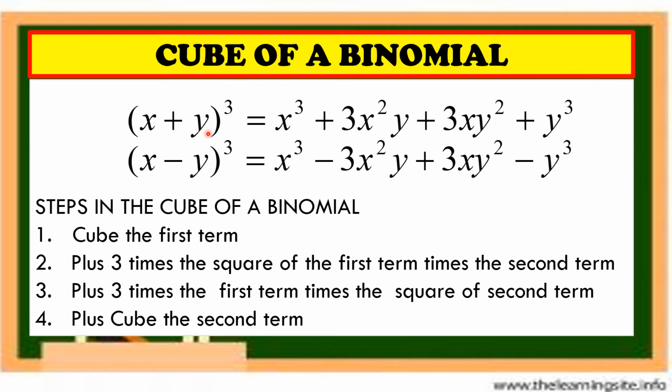So (x plus y) quantity cube equals x cubed plus 3x squared y plus 3xy squared plus y cubed. If it is (x minus y) quantity cube, it only differs in sign. The first is positive, the second is negative, the third is positive, and the last is negative.